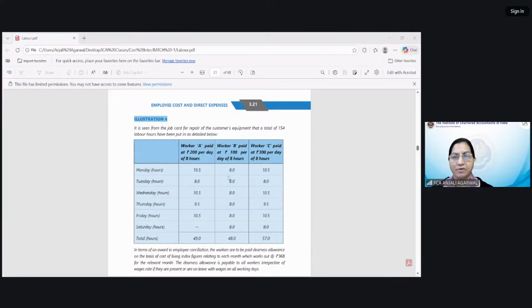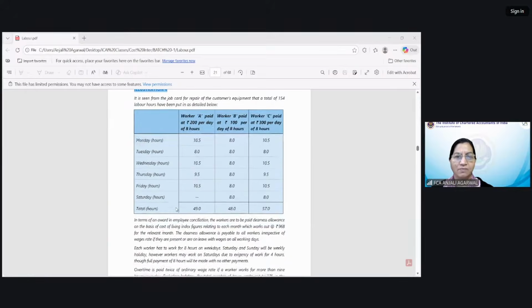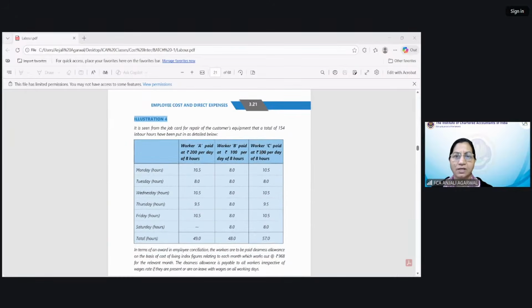If you have any specific query, even related to material or labor, you can put it in the chat window or in the portal. I'll take it up. Here, this question is important. This will go as per Factories Act. There are three workers, A, B, C. They are paid at 200 per day, 100 per day, and 300 per day for 8 hours. So you can find out the effective hourly rate is 200 by 8, 25, 100 by 8, 12.5, and 300 by 8, 37.5. So this is the performance or the hours they had input during a week.